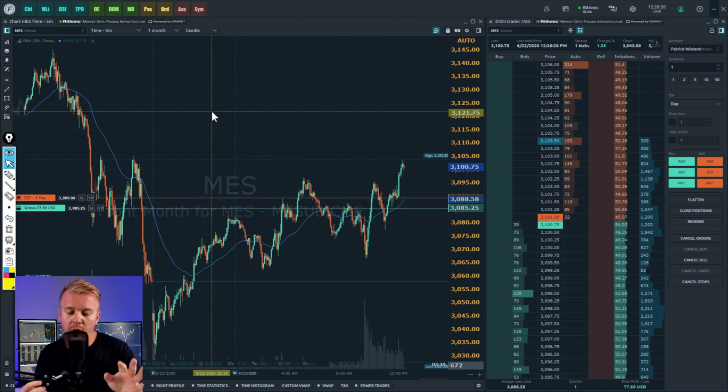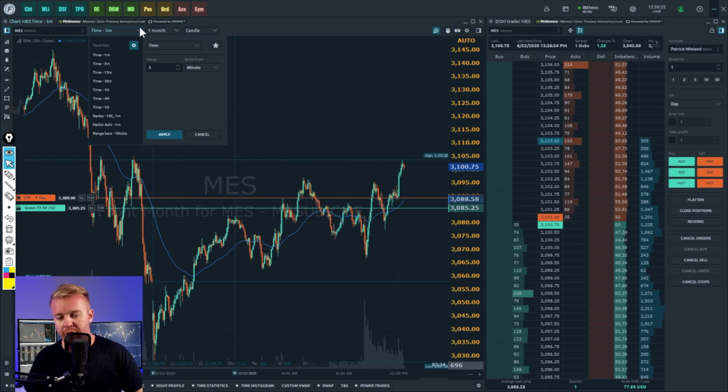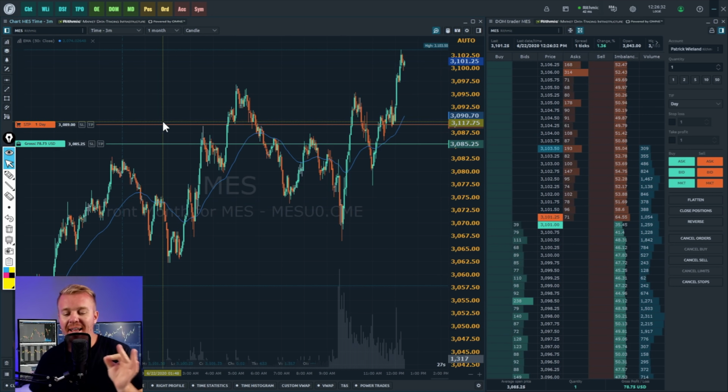All right, guys, so now we are looking at the chart. This is the 5-minute chart. The 3-minute chart is normally what I'm looking at for my entries. This morning is a perfect example. I have a trade open right now. I'm going to break it down for you guys.